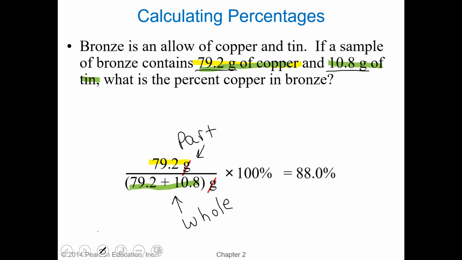So when we say part of the whole or percent of copper in it, we're going to take the 79.2, divide it by the total mass of the whole thing, which is 79.2 plus that 10.8 of tin, multiply that by 100%, we will find that bronze is 88% copper.